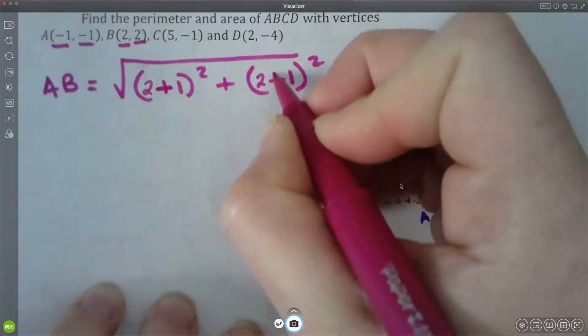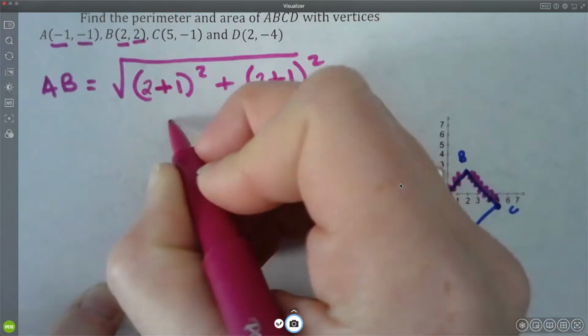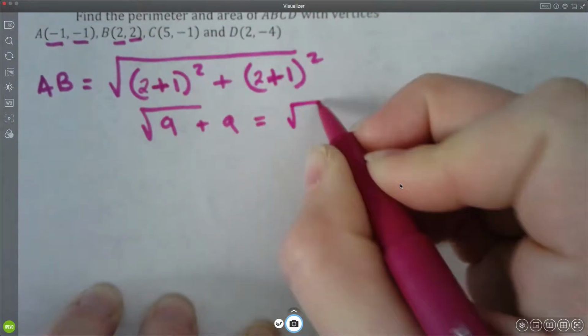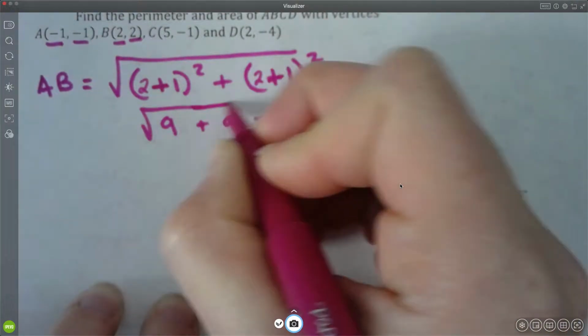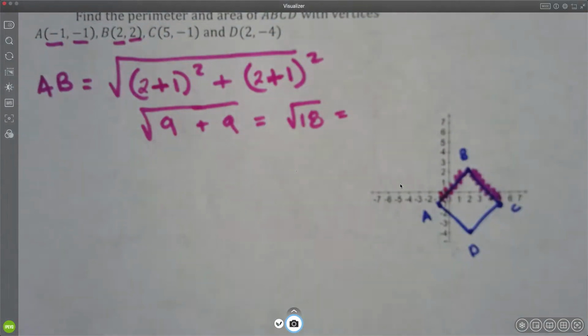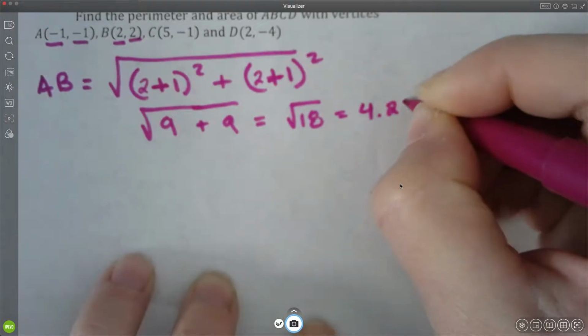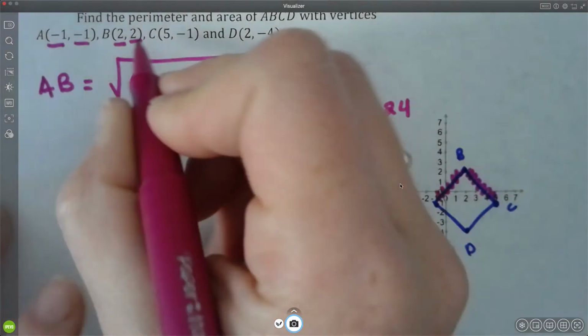Okay. So 3 squared is 9 plus another 9, so that's the square root of 18. Okay, let's just leave it as a square root. Well, no, let's convert it to a decimal. The square root of 18 is 4.24, let's say. Okay, now let's do the same thing for BC.